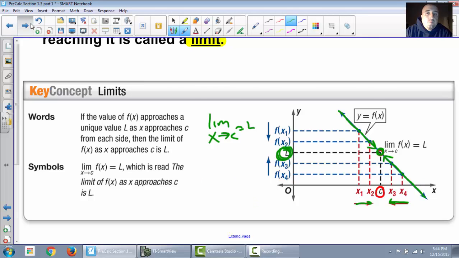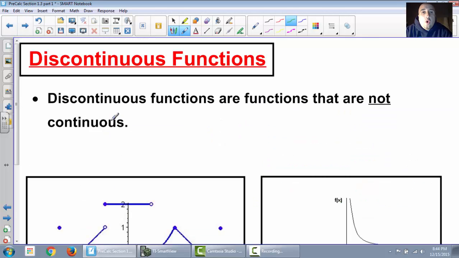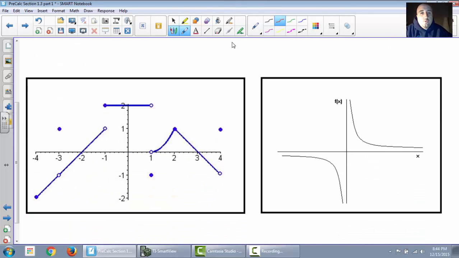Next, what are discontinuous functions? It probably makes sense: discontinuous functions are functions that are not continuous. That means we can't trace them without lifting our pencil. I'm going to start here, and I come to a break. I have to lift my pencil to get over it. Come up here, and I go to a break. I have to come up to the top. Another break down here. So I have to lift my pencil a lot of times to trace this graph, so this is a discontinuous function.